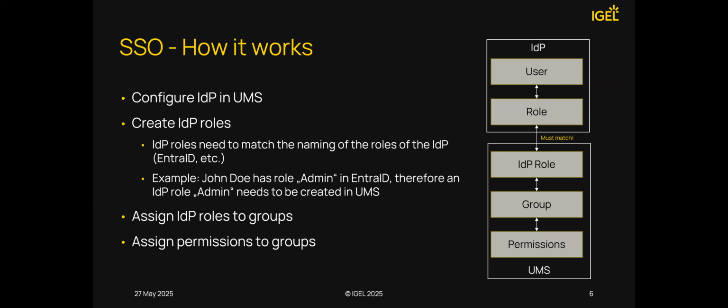And then you assign the IDP role to a group, and the group has normally permissions. And with that, for example, if John Doe is logging in with a specific role like admin, the UMS knows the role and knows, okay, the admin belongs to the group, for example, admin, and therefore John Doe will get all the permissions of the group of admin.